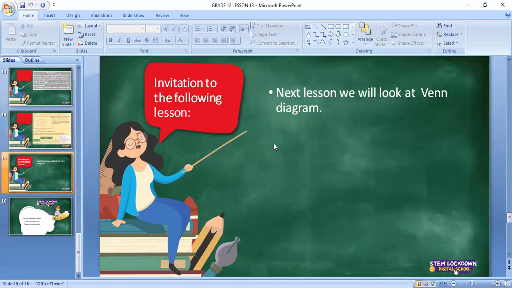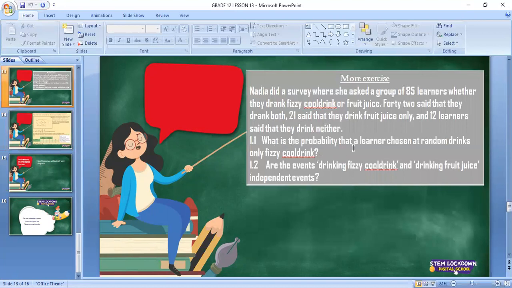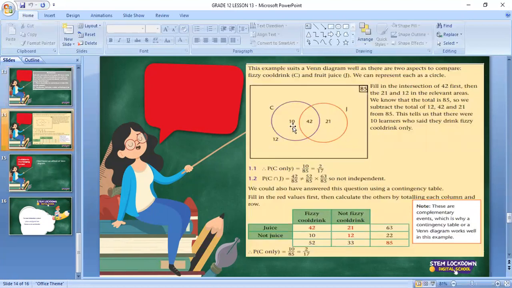Now the question says, what is the probability that a learner chosen at random drinks only the fizzy cold drink? So how many drank only the cold drink? 10. Out of how many? 85. The probability of choosing a learner that drank only fizzy cold drink will be 10 over 85.